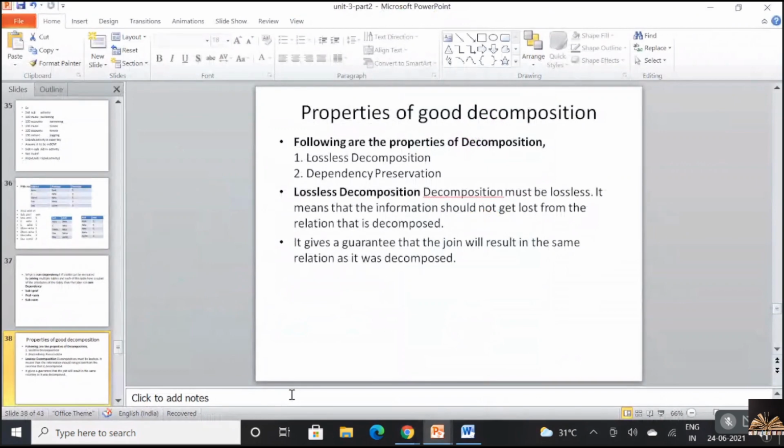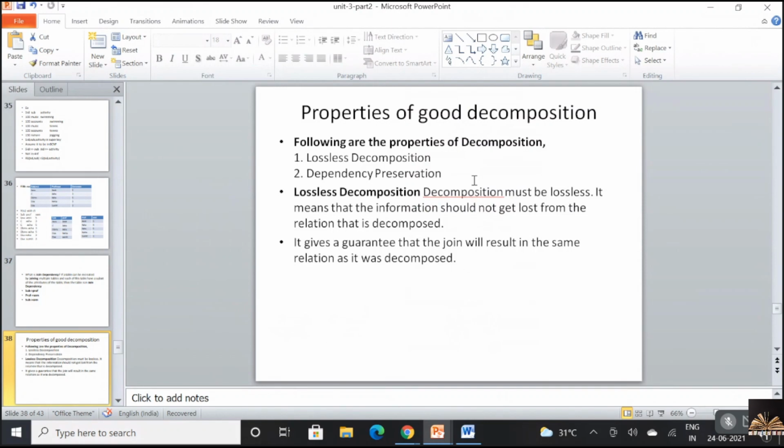Sorry, ma. And the third one obviously would be reduction of redundancy. You should be able to reduce redundancy. Then only I say that whatever the decomposition I have done is a good decomposition. So now, what do you mean by lossless decomposition?